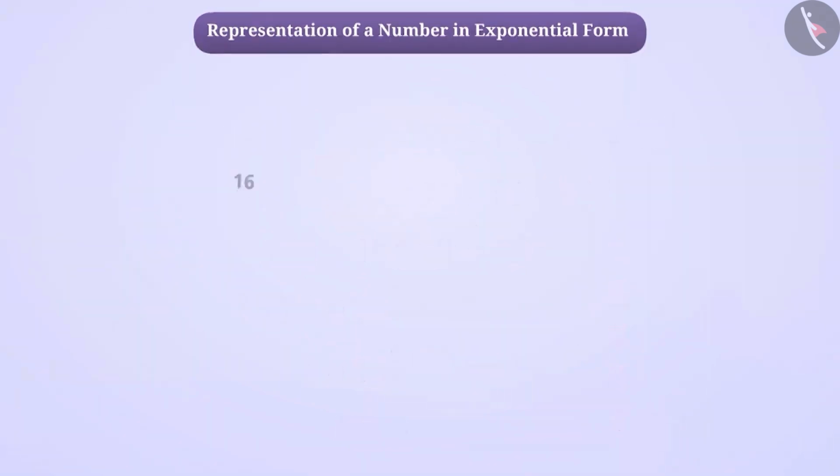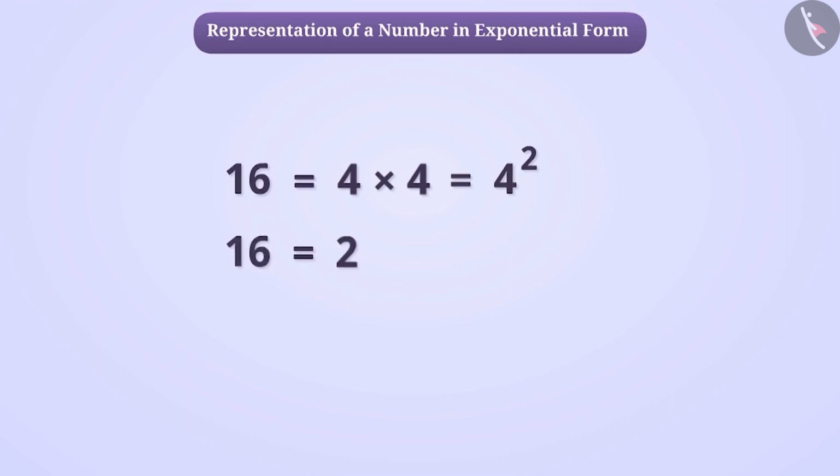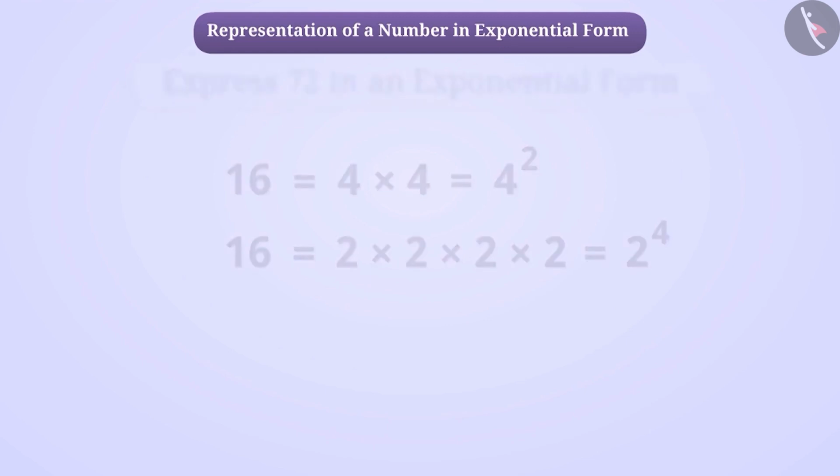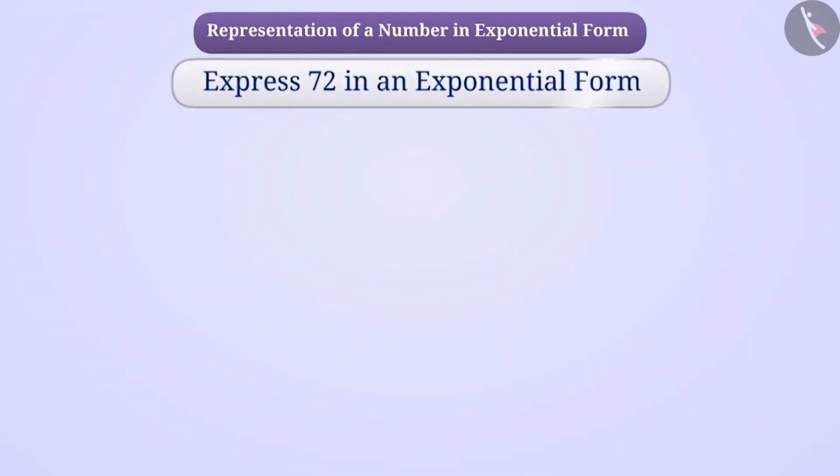Like, we can write 16 as 4 multiplied by 4. In this way, the exponential form of 16 can be written as 4 raised to the power of 2. If we see here, we can also express 16 as 2 multiplied by 2 multiplied by 2 multiplied by 2. That is, the exponential form of 16 can also be written as 2 raised to the power of 4. Similarly, if we have to express 72 in an exponential form, how will we do it?